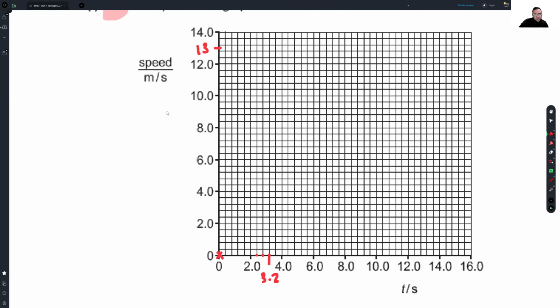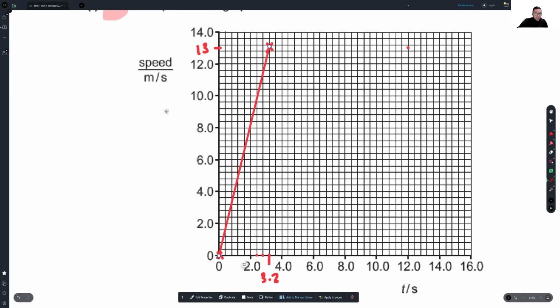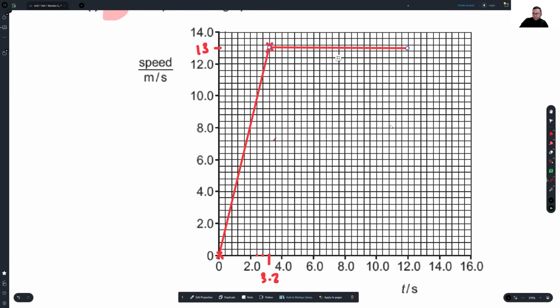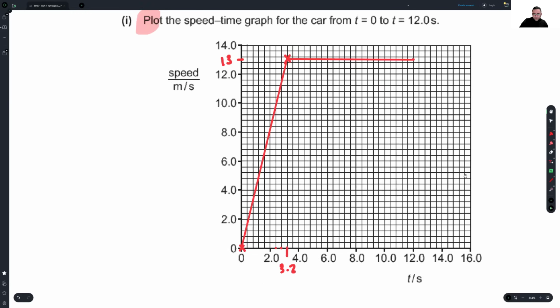Going up, going up. Okay, cool, that point. But then it traveled at a constant speed of 13 until we hit a time of 12 seconds. So that's my final point. Do not extend it beyond the 12, I have no idea what happens after 12. I'll draw a straight line going up, because that was the description at the beginning of the question: constant acceleration until it reaches a speed of 13 at 3.2 seconds, and then from 3.2 seconds to 12 seconds, constant speed. Good.